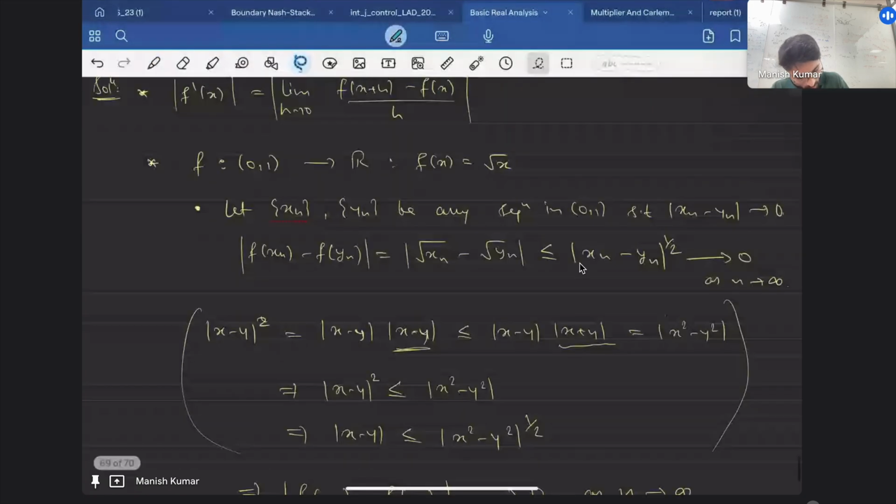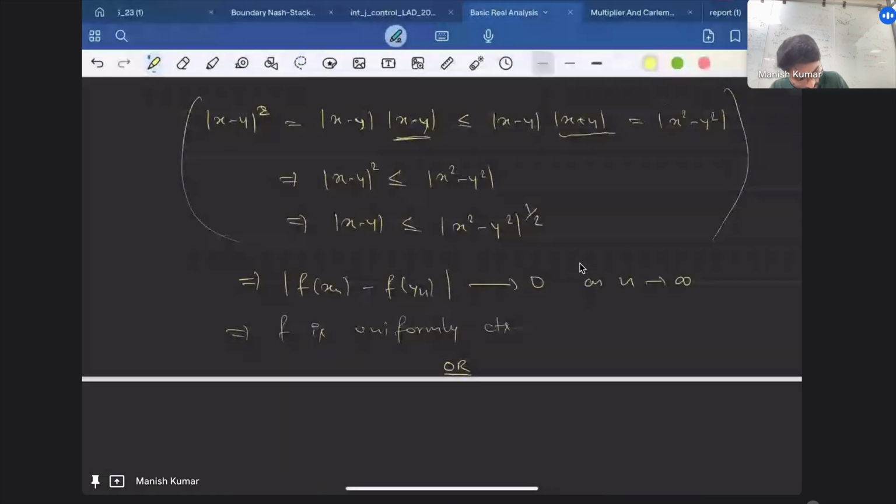or the second argument would be, as you are saying, f(x) = √x is continuous on [0,1]. Actually here you can just say this is continuous on the closed interval [0,1]. So this would imply f is uniformly continuous on closed [0,1].